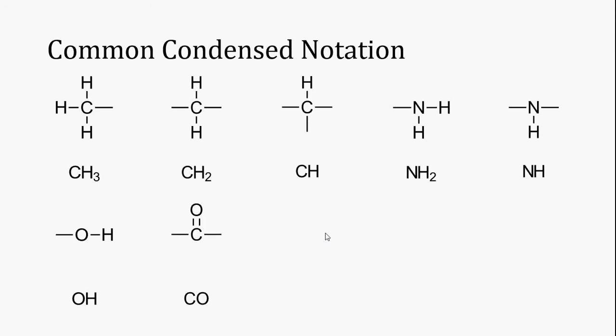The carbon-oxygen double bond is condensed as a C followed by an O. If the carbon-oxygen double bond has a bond to hydrogen on one side of it, it's condensed to CHO to avoid confusion with the OH functional group. If the carbon-oxygen double bond has another oxygen on one side of it, it's condensed to CO2.